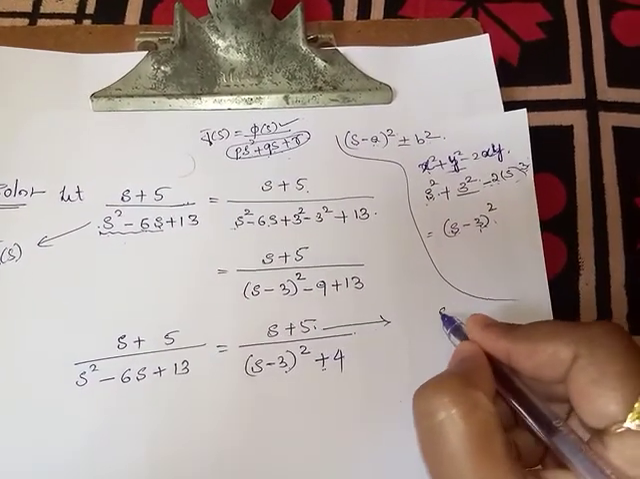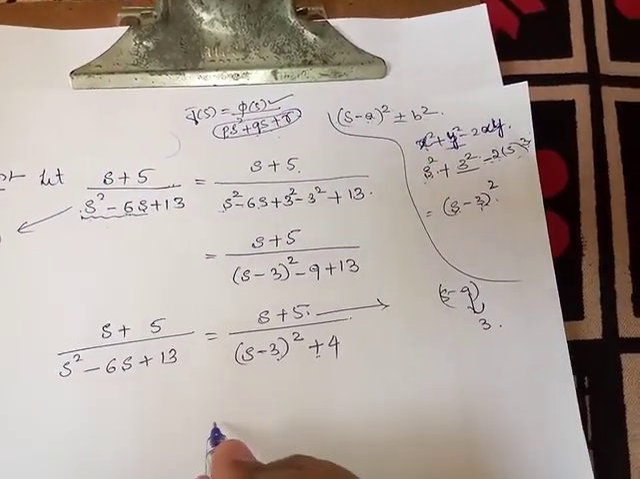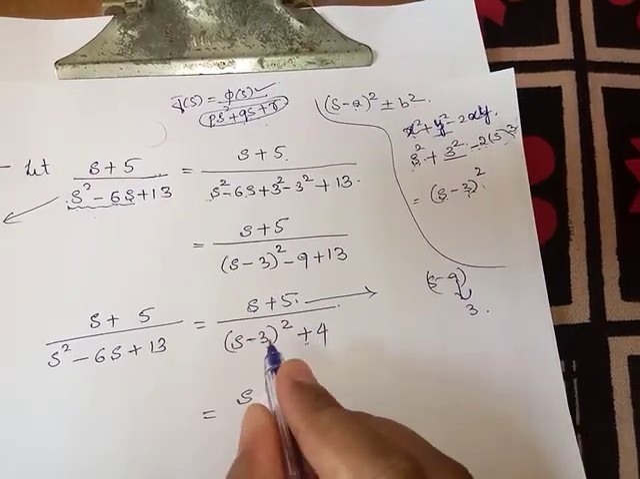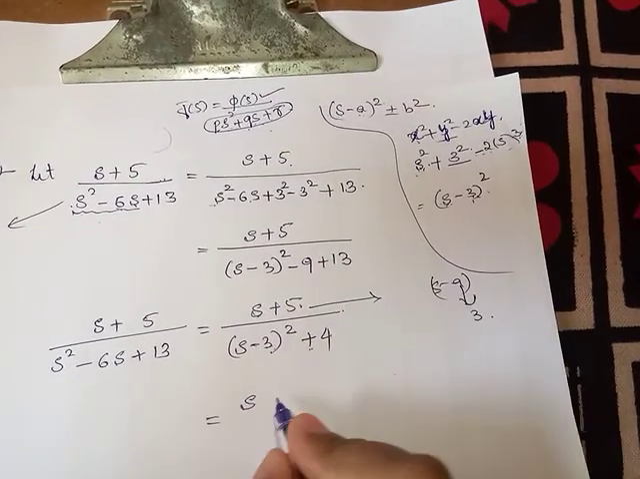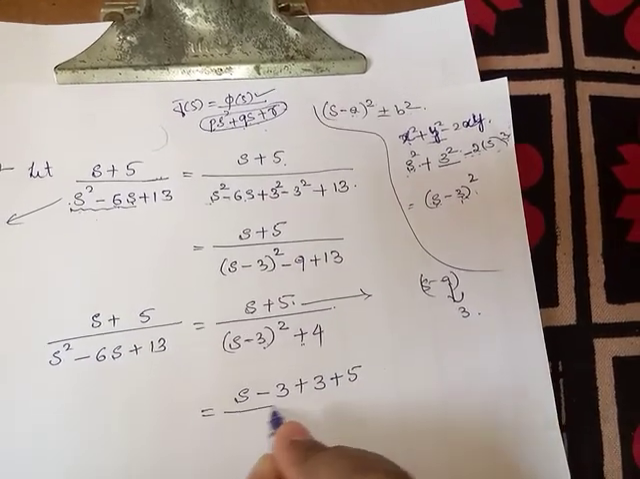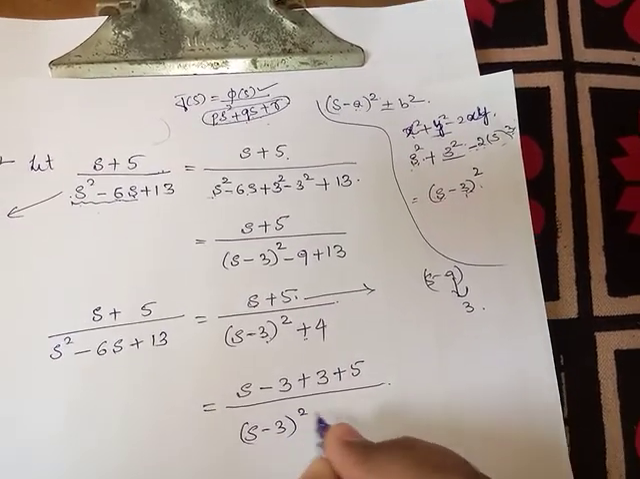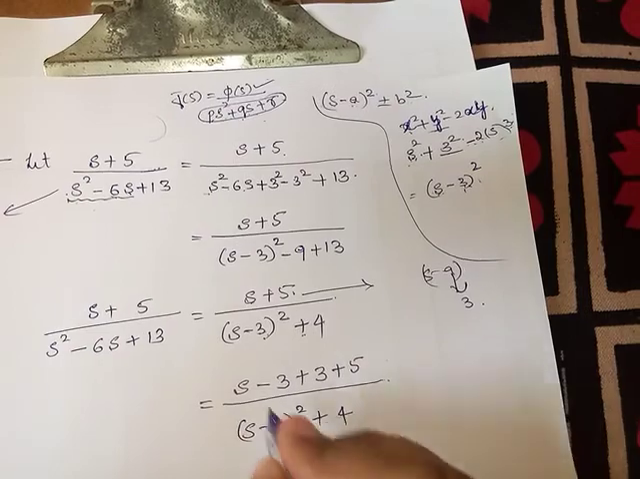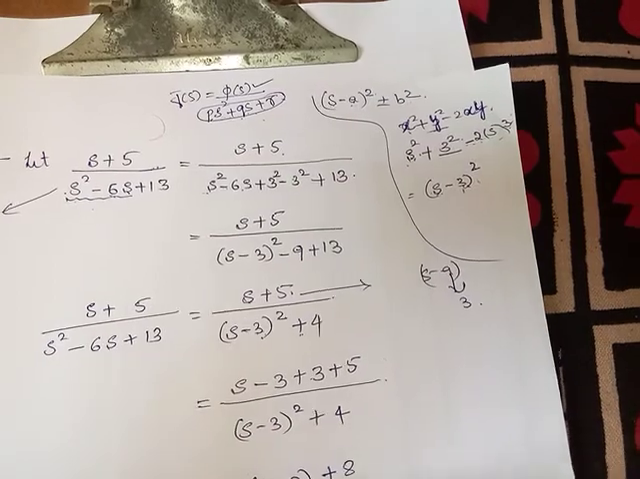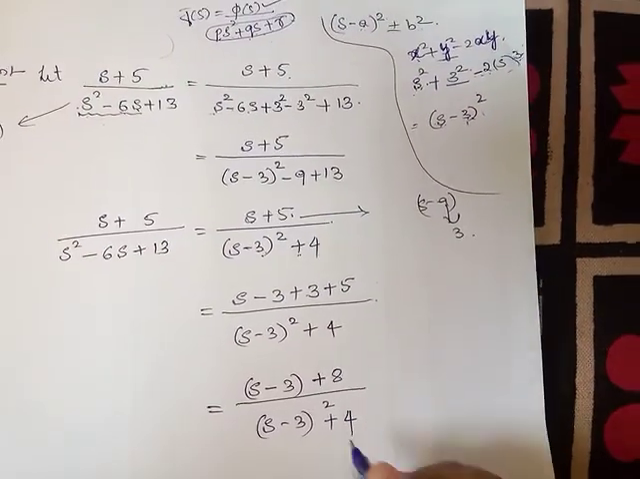Here we have to convert this to s minus a form. Here a value is 3. Now convert this to s minus 3: I will take s, subtracting and adding 3 for the numerator, minus 3 plus 3 plus 5, divided by s minus 3 whole square plus 2, which is equal to s minus 3, plus 3 plus 5 is 8, divided by s minus 3 whole square plus 4.